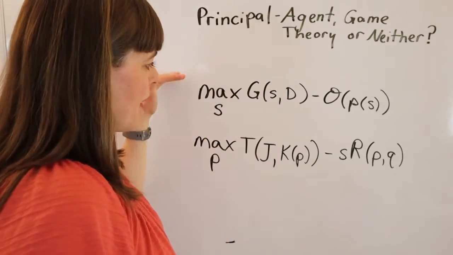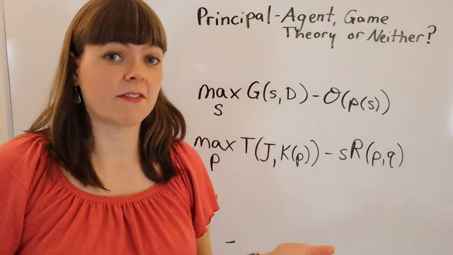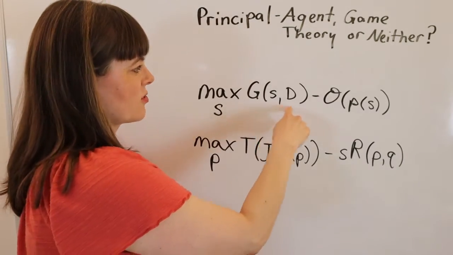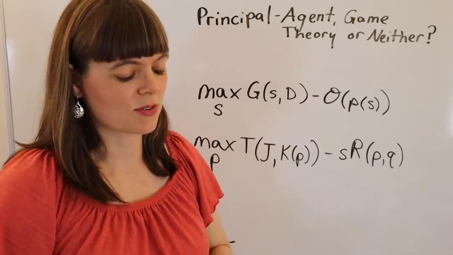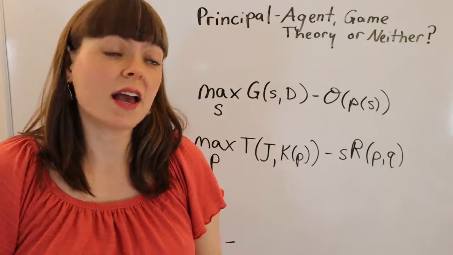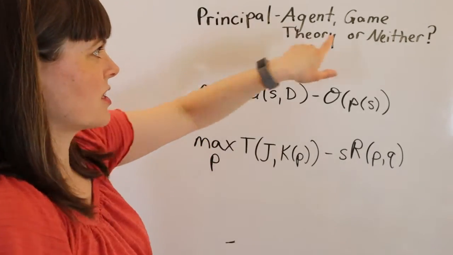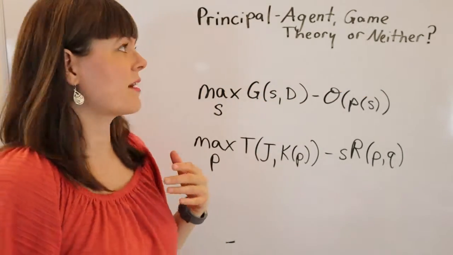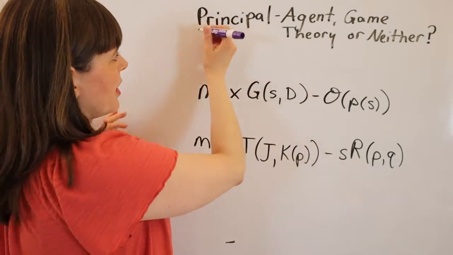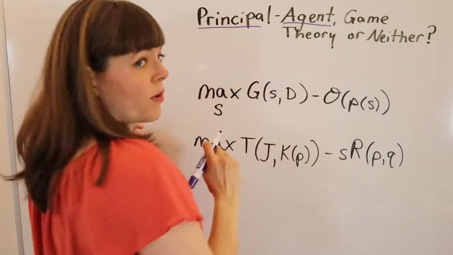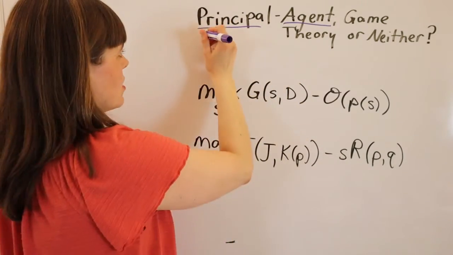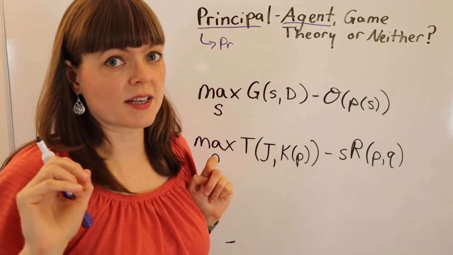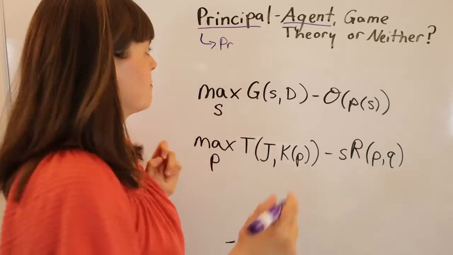So when you look at a pair of models, and of course nothing is defined here, this is just two models, and of course you need actual definitions for these to make any sense whatsoever, but we can yet tell if they're principal agent or if they're game theory or if they're neither. So what is the definition here? Principal agent models are going to have a couple of characteristics. One is the principal's choice variable is going to be exogenous in the agent's problem.